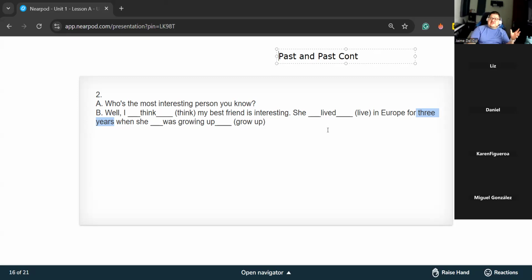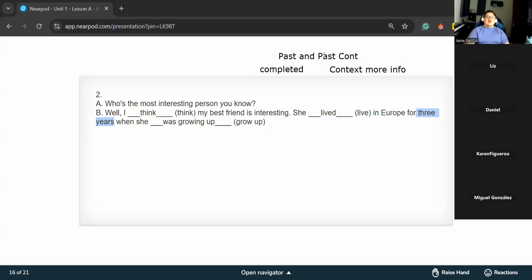Porque ya vi que las estructuras sí se las saben. So the structures are clear. I'm glad that that's happening. But the past is for things that are completed, right? Completed. So that means that it is over. It is finished. It is completed. And the past continuous sometimes is to provide context and more info.